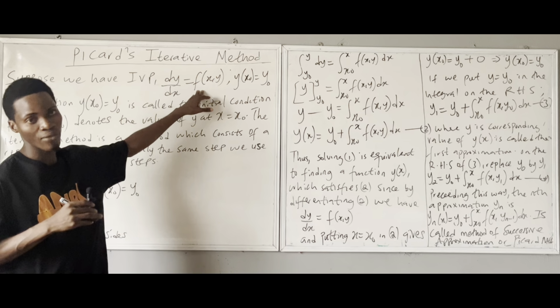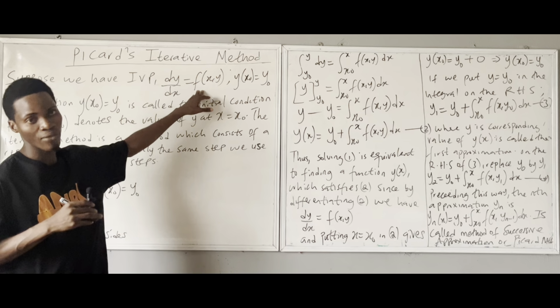dy is equal to f(x, y) dx. For us to consider these steps, we use separation of variables here. That is, we cross multiply. If you cross multiply, we are going to have dy equal to f(x, y) dx. Remember that in the separation of variables method for ODEs, when we cross multiply, we separate the y part to y, and the x to x.